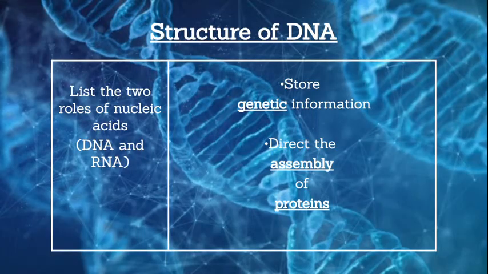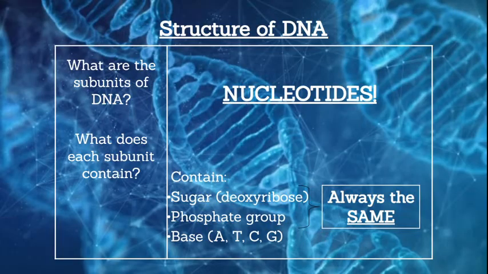All right, now let's get into the structure of DNA. Now, I have a list of 2 roles of nucleic acids, which are going to be your DNA and your RNA. Their main job is to store genetic information, direct the assembly of proteins. Now, what are the subunits of DNA and what does each subunit contain?